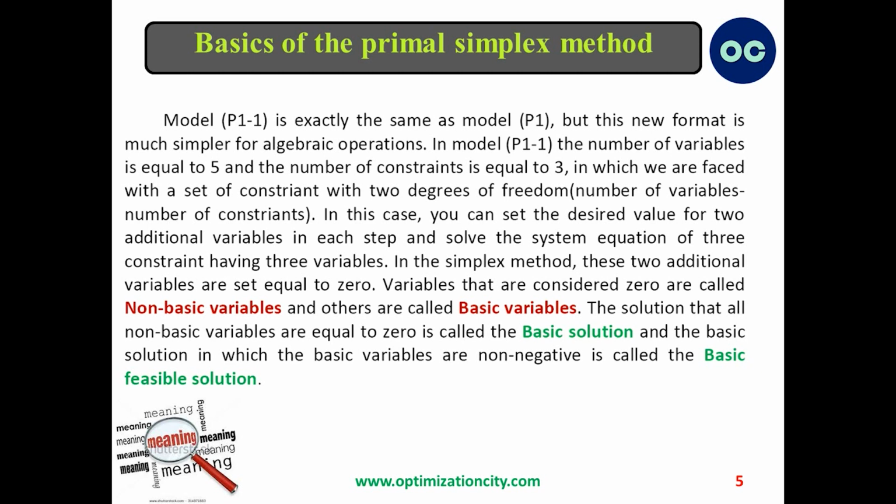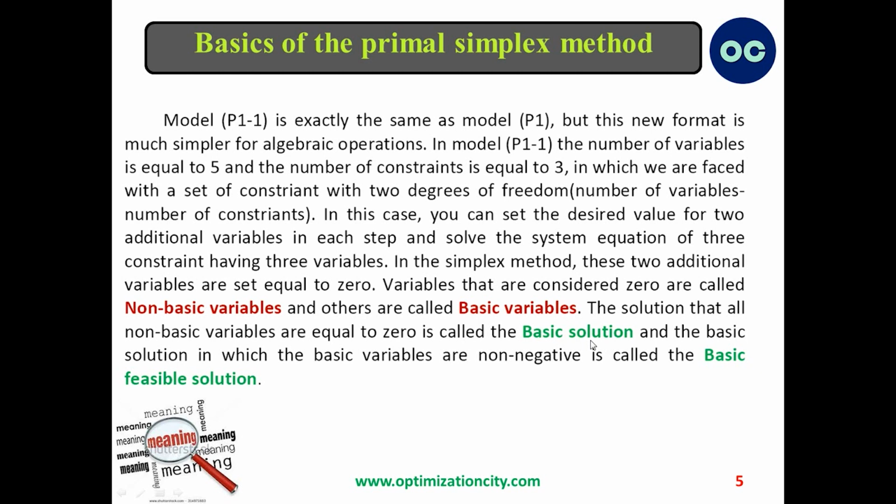To solve the system of equations with 3 variables and 3 constraints, we will set the desired value for 2 additional variables in each step. In the simplex method, these additional variables are set to 0. Variables that are set to 0 are called non-basic variables, while the others are called basic variables. The solution where all non-basic variables are equal to 0 is called the basic solution.